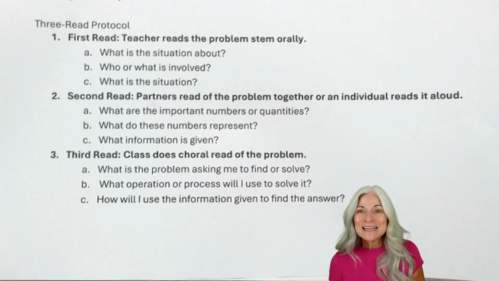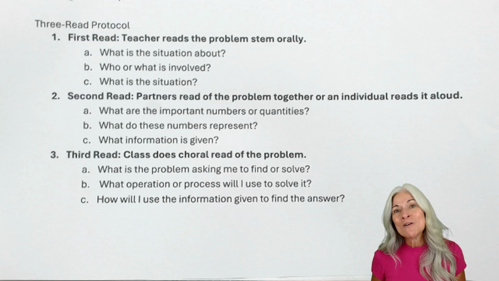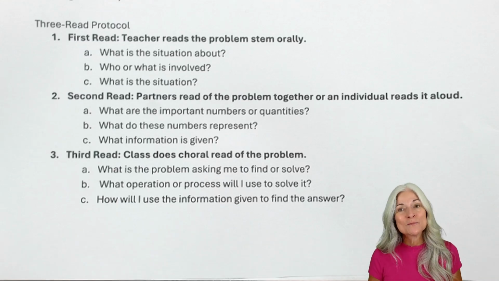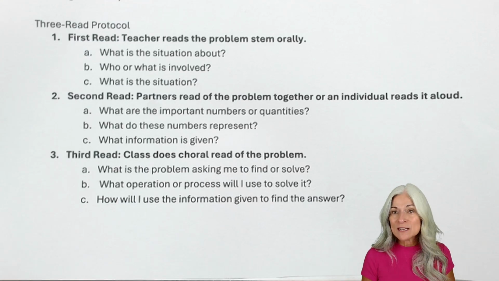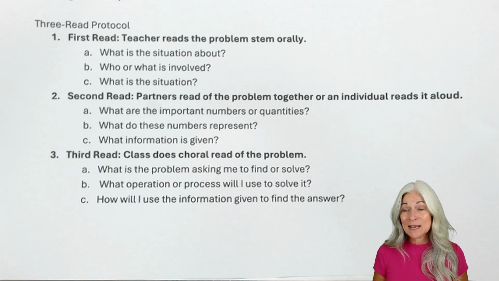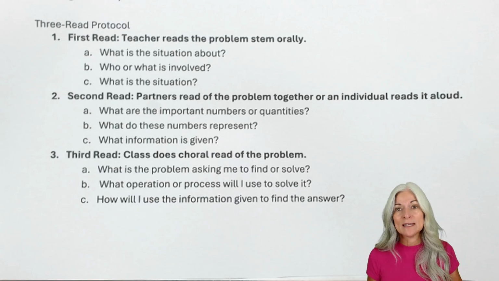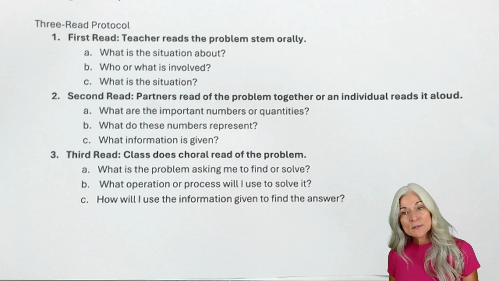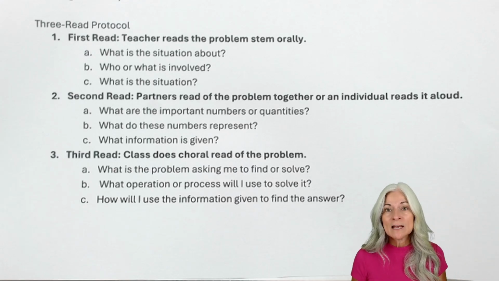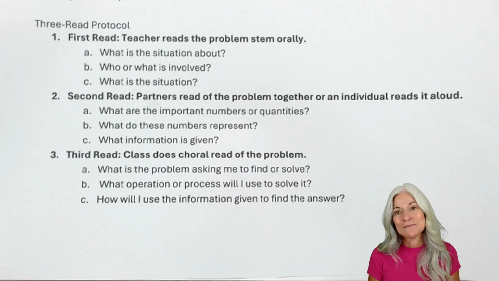For the third read, this time you do a class choral read of the problem. Now we're asking the question, what is this problem wanting me to find or solve? What operation will I use? How will I use the information given to find the answer? It's asking me to find how much taller Tom's flower is than Emily's. It's going to use subtraction, and that's going to be the operation. I'm going to use those two values to find the answer.